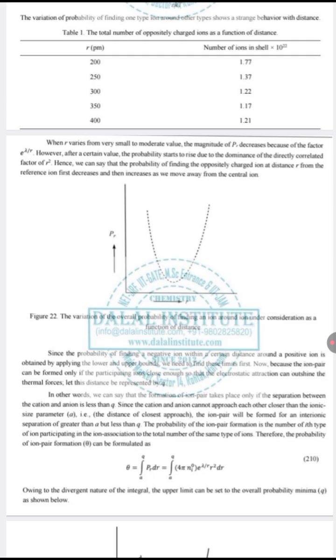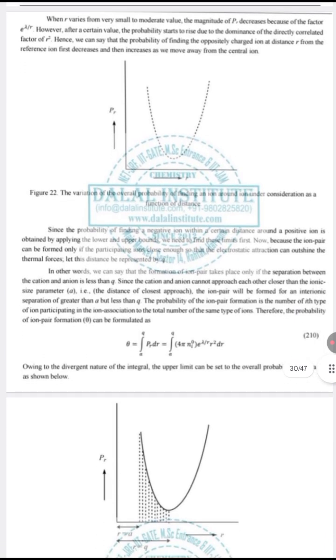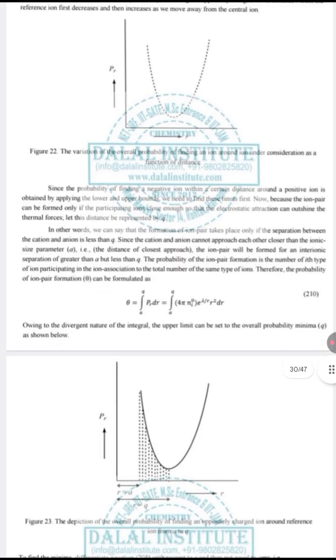The variation of probability of finding one type of ion around other types shows a strange behavior with distance. Where r varies from a very small to moderate value, the magnitude of Pr decreases because of the factor e to the power lambda by r. However, after a certain value, the probability starts to rise due to dominance of the directly correlated factor of r square. Hence, we can say that the probability of finding the oppositely charged ion at distance r from the reference ion first decreases and then increases as we move away from the central ion.